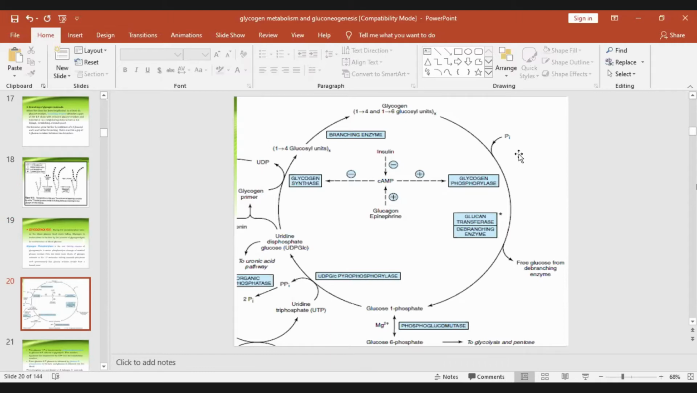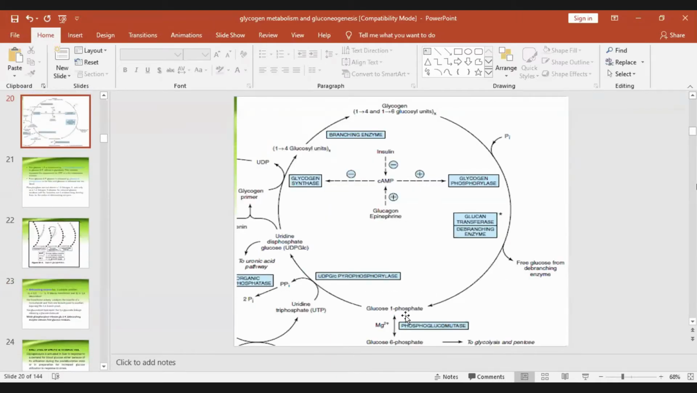Now, this goes on. Glucose 1-phosphate is then acted upon by phosphoglucomutase to form glucose 6-phosphate, and then it is acted upon by glucose 6-phosphatase to form glucose, which is released by the liver into the blood to be utilized by the other tissues. Whereas in the muscle, there is no glucose 6-phosphatase, and so glucose 6-phosphate is utilized only by the muscle.